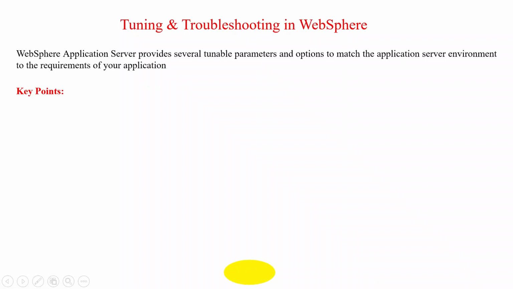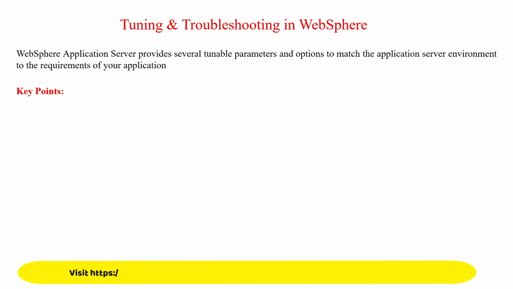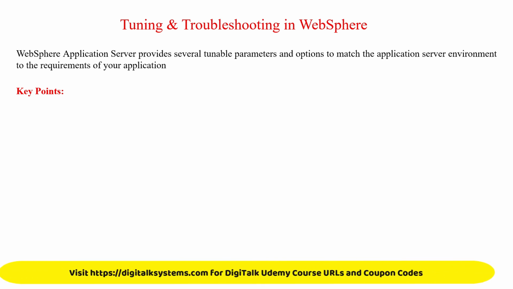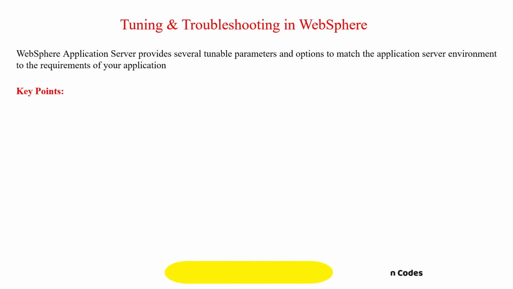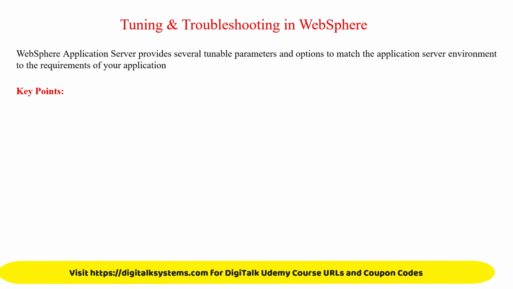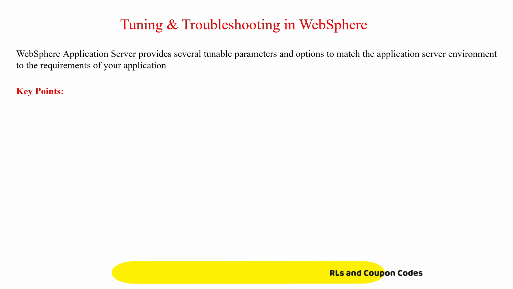Right. So now when we say tuning and troubleshooting in WebSphere, that means WebSphere Application Server provides several tunable parameters and options to match the application server environment to the requirements of your application. As I said, we have multiple different environments like production, pre-production, development. Each and every environment may have a different set of values because the load is completely different in each and every environment.